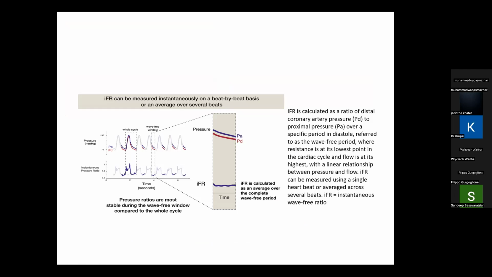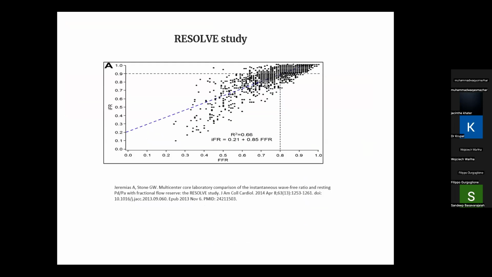As I mentioned, IFR is the most extensively studied, and it measures the PDPA ratio at a specific time, called the wave-free period, where the resistance is the least. Various validity trials have shown that IFR correlates very well with FFR, but it is not a 1:1 ratio. It is not 100% correlation. The correlation is around 66%. To calculate IFR, we have this formula: 0.21 plus 0.85 multiplied by FFR. So if FFR is 0.80, it becomes around 68, and we add 21 to that, it becomes 89.